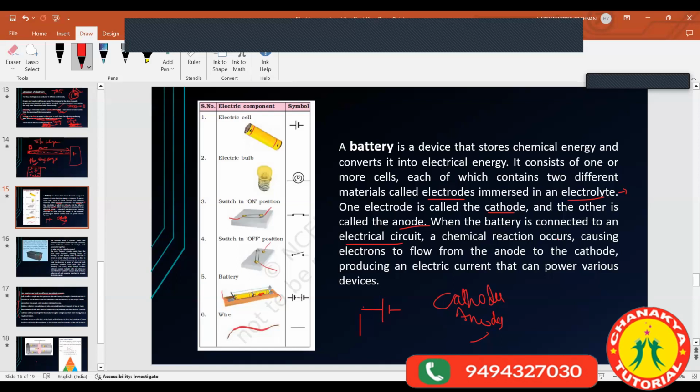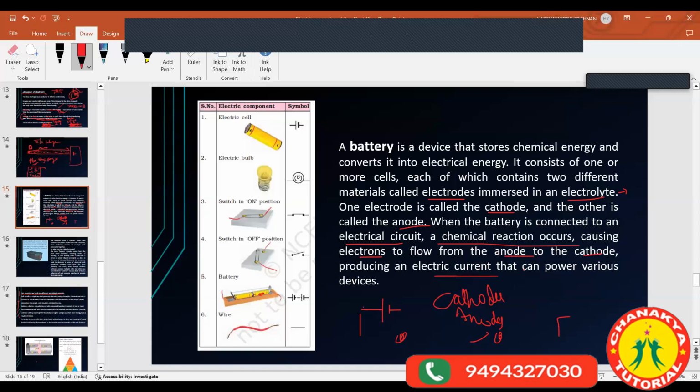So each of which contains two materials called electrodes immersed in an electrolyte. One electrode is called cathode and another is called anode. When the battery is connected to an electrical circuit, so electrical circuit is simply the spring that you're seeing in the battery, a chemical reaction will occur, causing electrons to flow from anode to cathode, producing an electric current. Obviously, when electrons start flowing, it will produce the current.